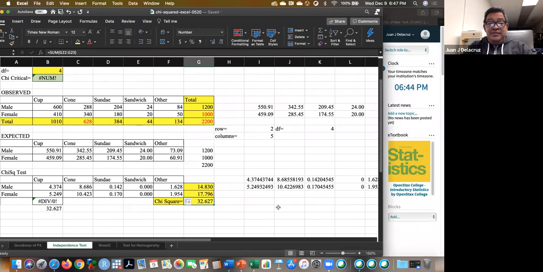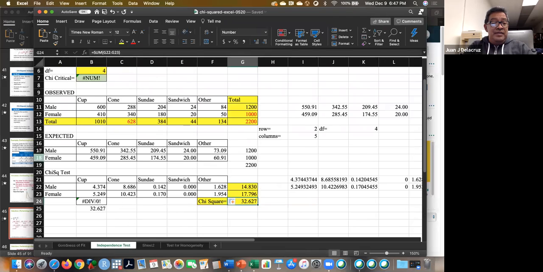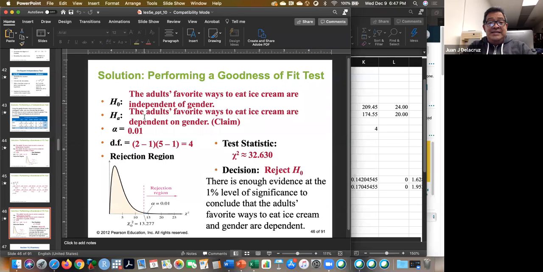So what we can do here, of course, we have to graph this. First of all, I need to inspect my case. In this case, the null hypothesis is that the adults' favorite way to eat ice cream is independent of gender, and the alternative is that the adults' favorite ice cream is dependent on gender. So if we reject H naught, the claim is going to be true. So we are claiming that eating ice cream is independent of gender.